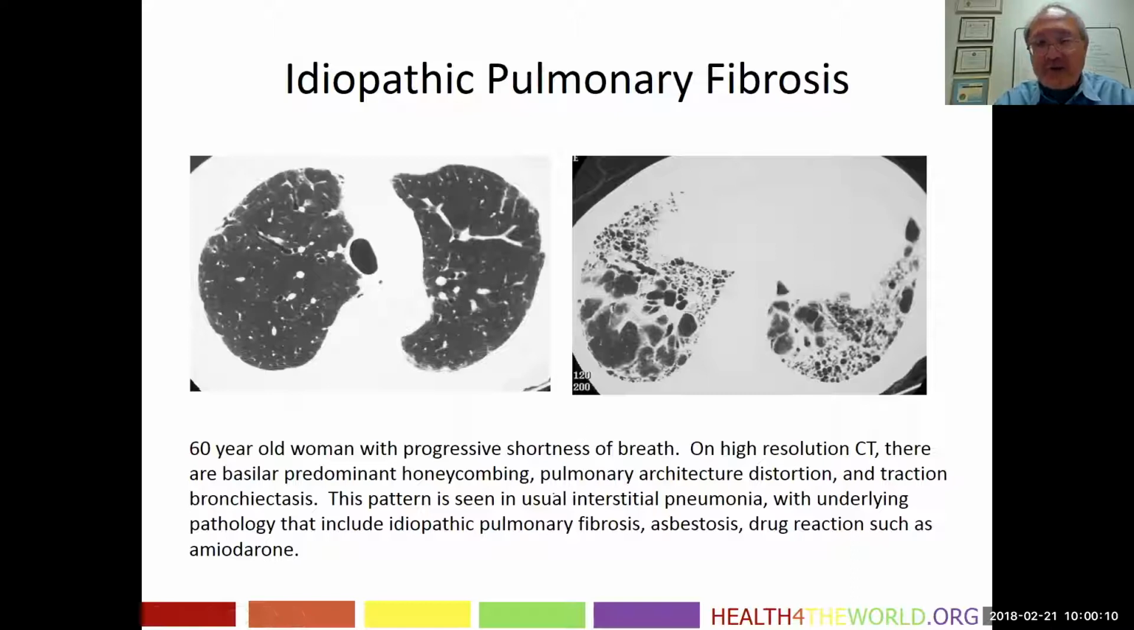Now, there are actually many etiologies that cause this pattern. The most common one we think about is idiopathic pulmonary fibrosis. It can also be seen in patients with asbestosis, that is after asbestos exposure and then progression into pulmonary disease. There are certain drugs, such as amiodarone, also known to produce this kind of fibrotic reaction in the lung.